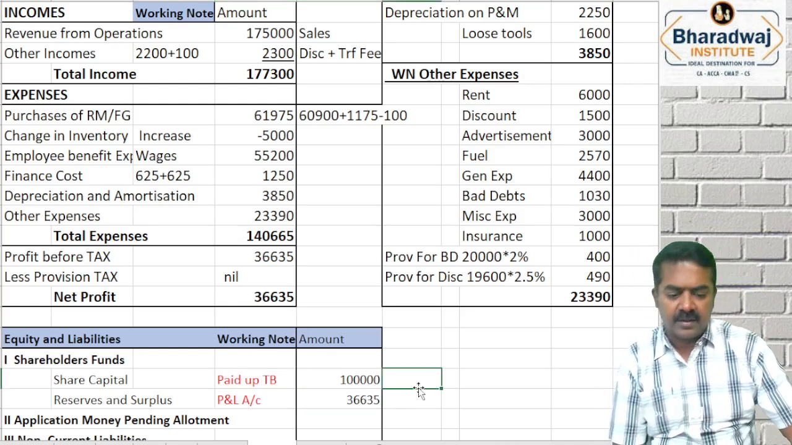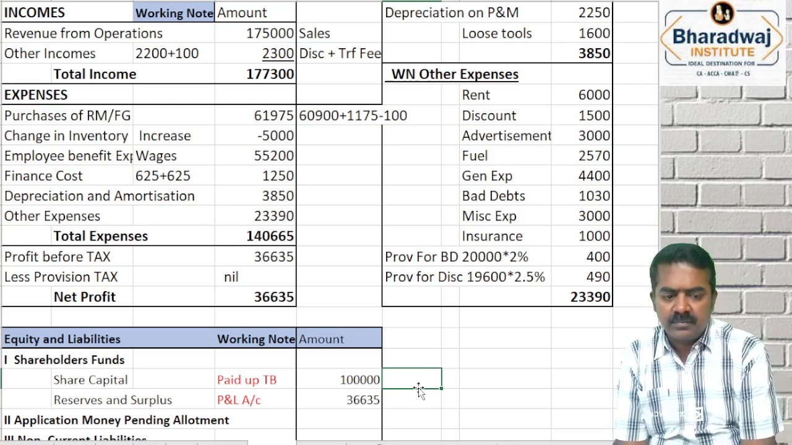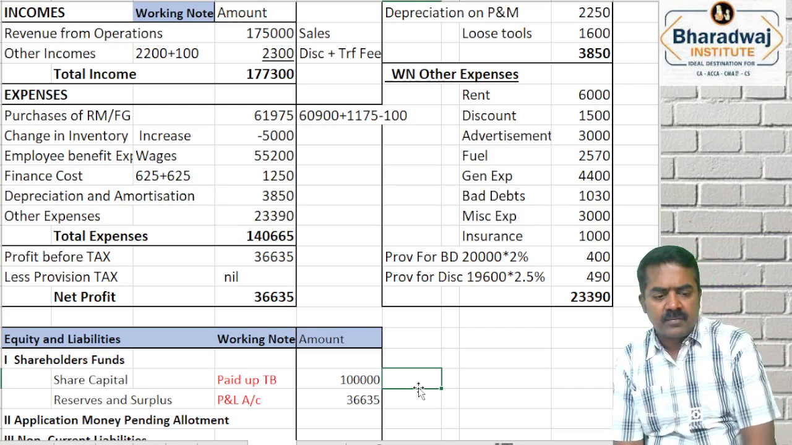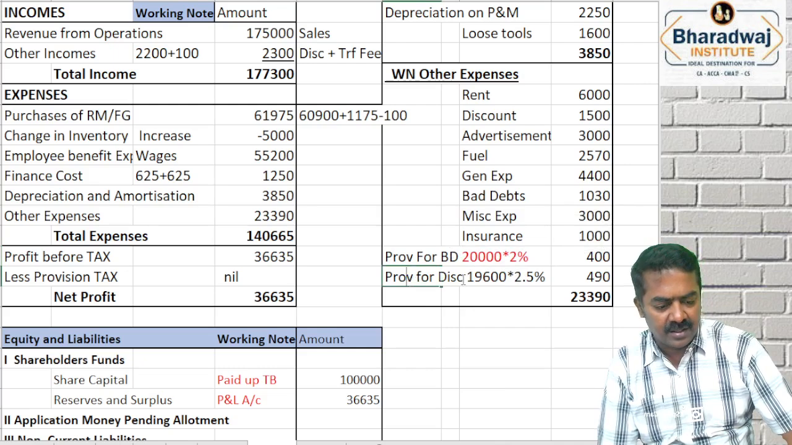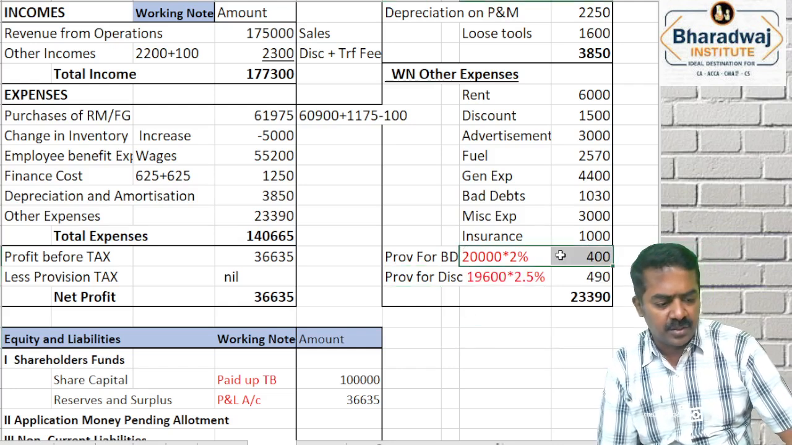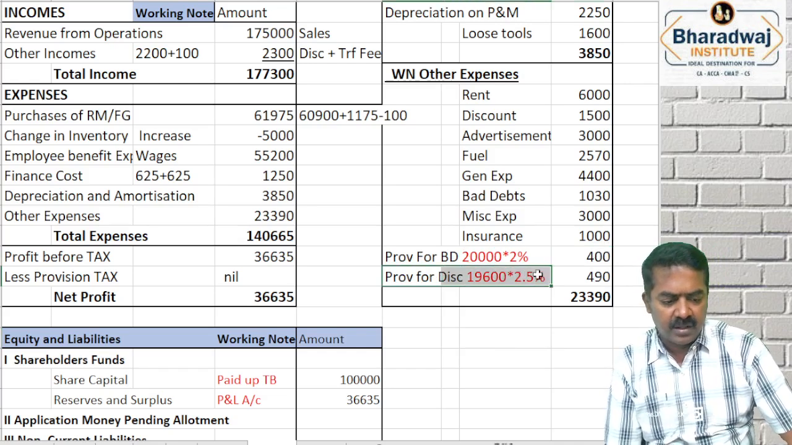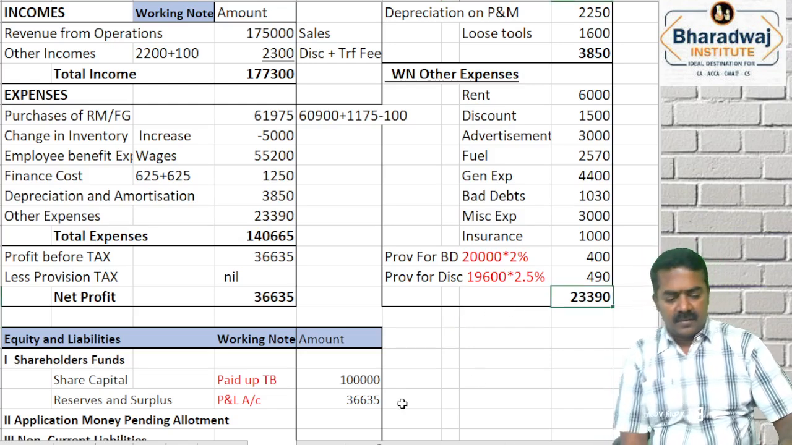First, provision for discount or provision for bad debts? First we eliminate bad debts. Always eliminate bad customers; for good customers you allow the discount. So 20,000 into 2%, 400 will come. Eliminate that, then 19,600 into 2.5% is the provision for discount.